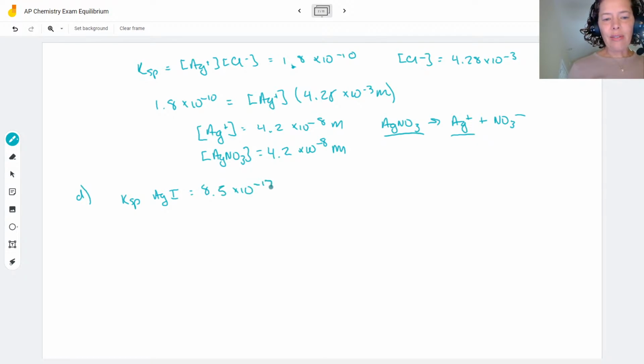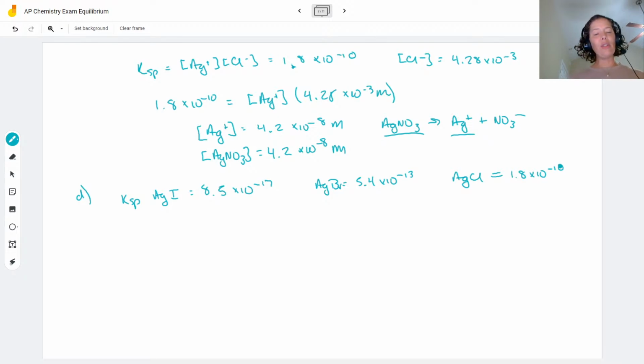8.5 times 10 to the negative 17th. For silver bromide, oops, not boride, that was 5.4 times 10 to the negative 13th. And then, of course, our silver chloride is just right up here, 1.8 times 10 to the negative 10th. All right, so you can see that actually I've already written them in order there, right? So the order that they're going to precipitate in is you're going to precipitate out your most insoluble salt first.